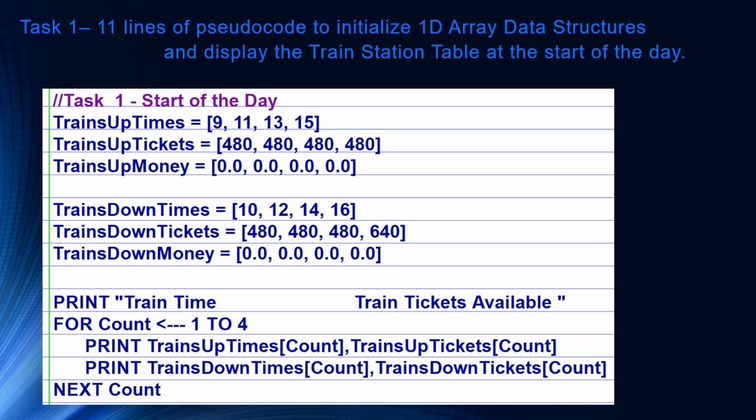We have a for loop for count, and we assign count from 1 to 4, print the times up the mountains and how many tickets are left going up the mountain, print the times down the mountain and how many tickets going down the mountain, and next count.